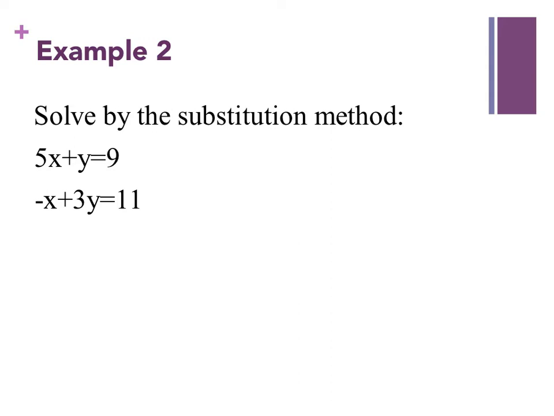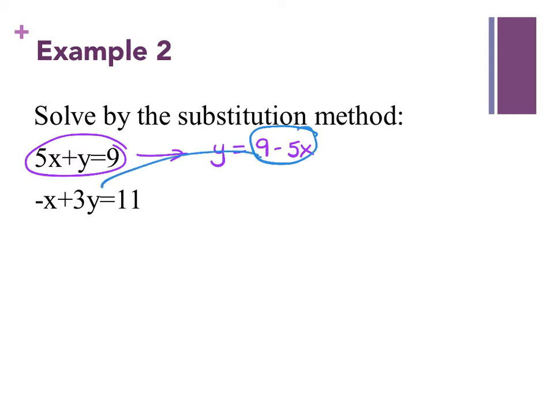Y. The y in the top, right? So the y in the top doesn't have anything attached to it. It's positive, right? And it's probably the easiest one to solve for. So I'm going to take this first equation and solve it for y. So y would equal 9 minus 5x. Then I take what y equals and I plug it into the second equation in place of that y.